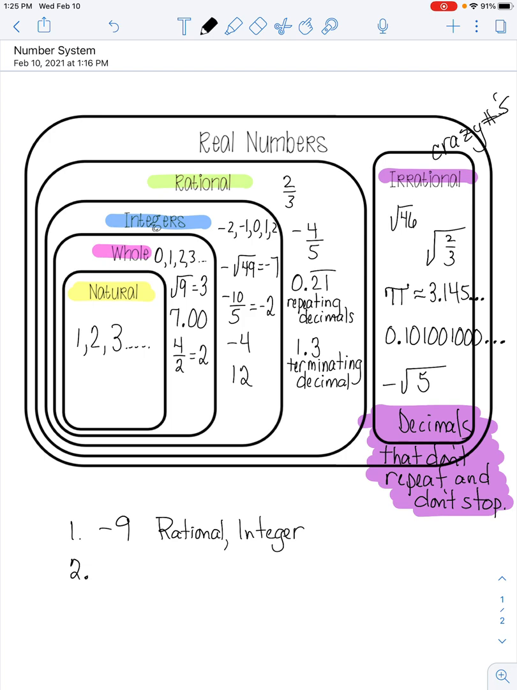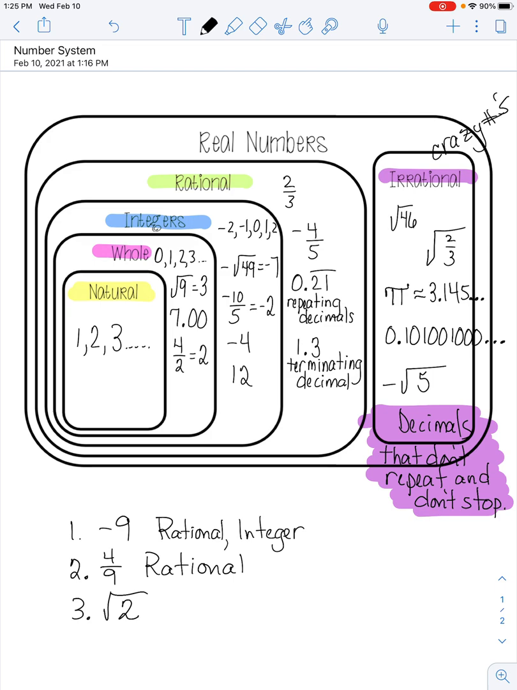Let's try another one. What about 4/9? How would we label this? Well, let's look. It's a fraction, and it can't reduce to like a whole number or an integer. So we would simply say this is a rational number. And we're going to use this graphic organizer to help us. Let's keep going. What about this one?